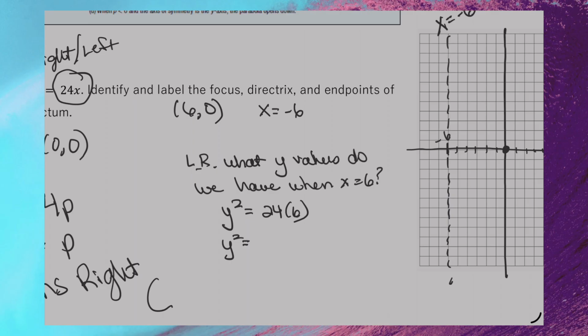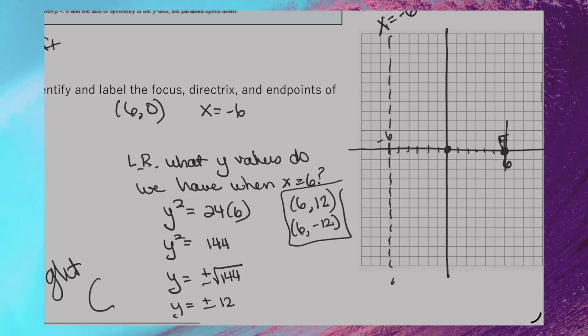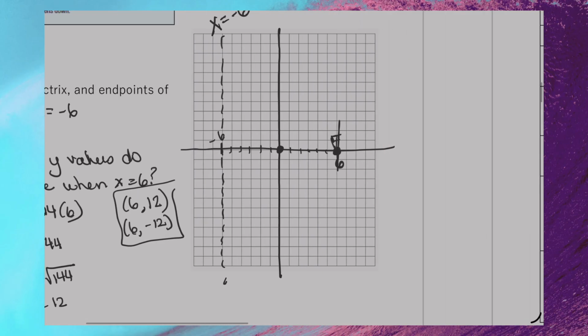24 times 6 is 144. I'm going to square root. When we square root, we put a plus or a minus in front of it. The square root of 144 is 12. So that means when x is 6, y is a positive 12, or when x is 6, y is negative 12, which does make sense if we go back to our graph.